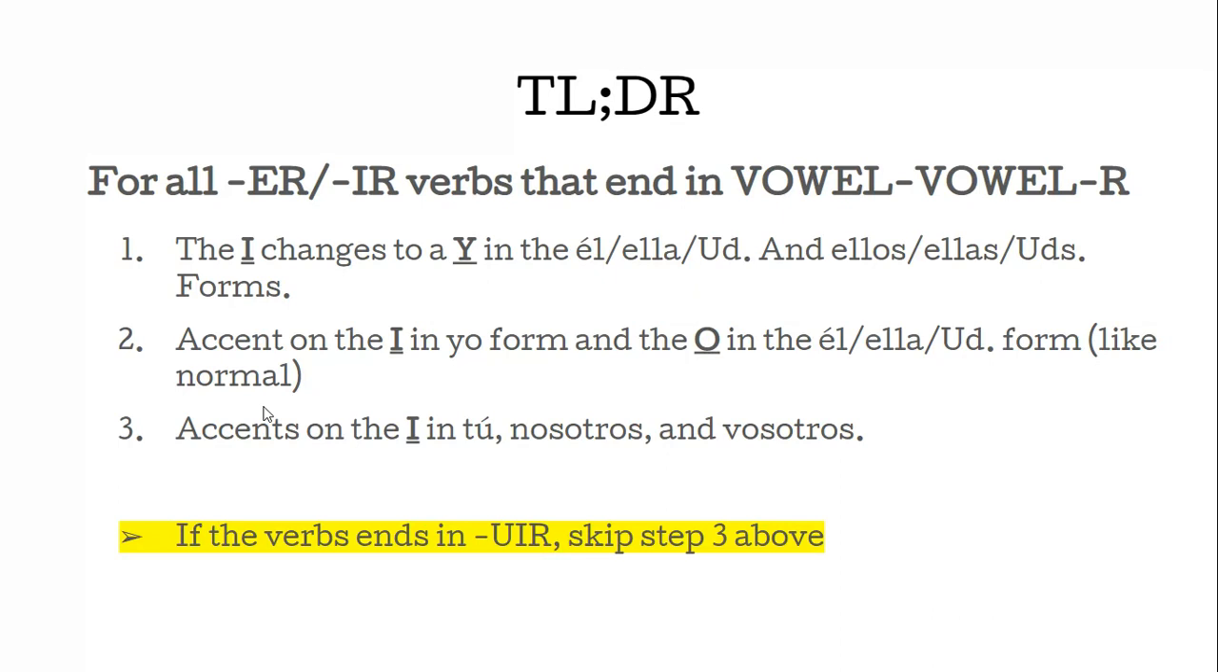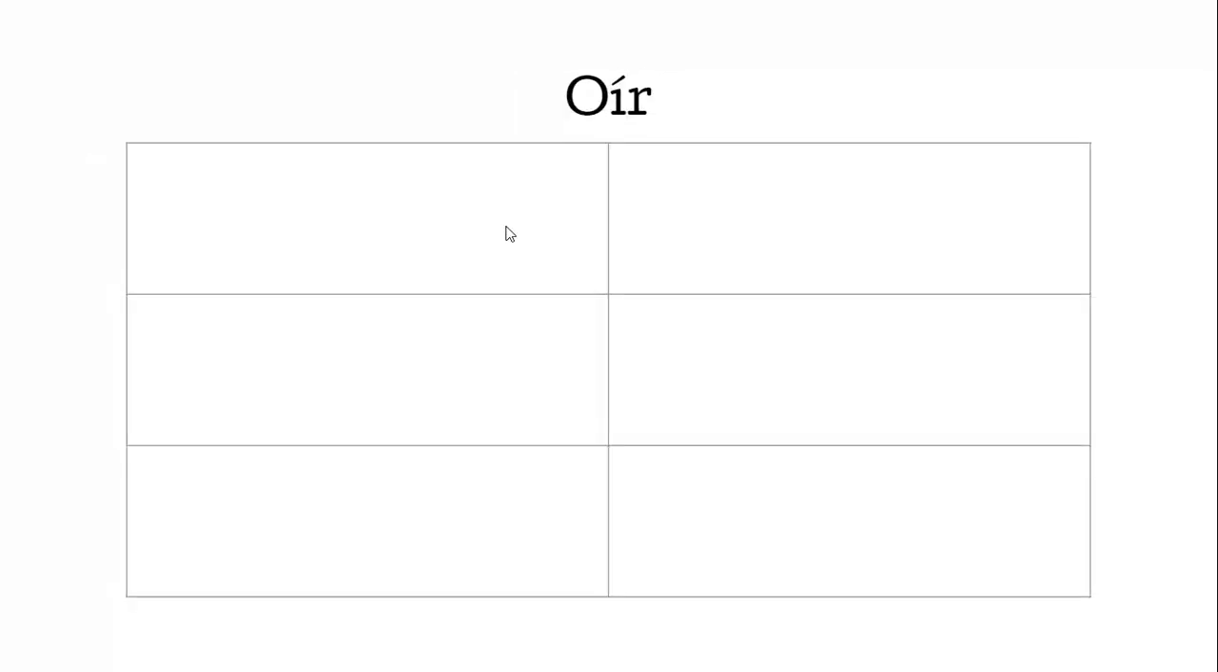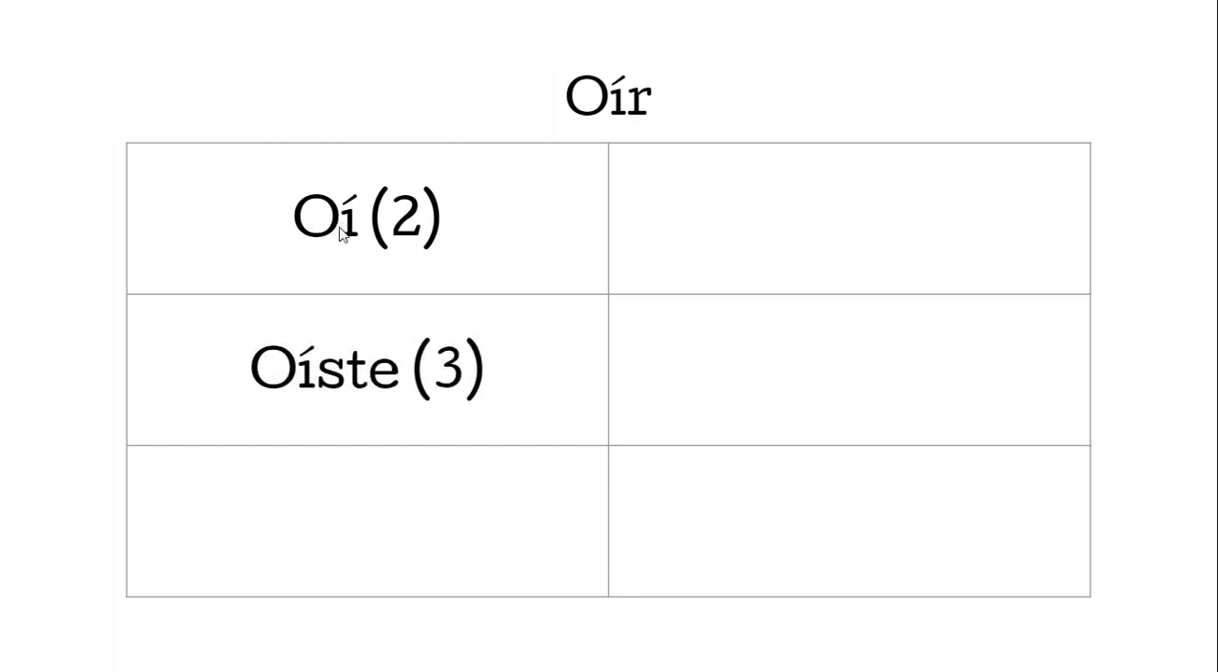The next 2 words are going to follow steps 1, 2, and 3. I to a Y in the él/ella/usted and ellos/ellas/ustedes forms. Accent on the I and the O in the normal yo and él/ella form. But also we need accents all over nosotros to vosotros. Here's an example. Oír. Now, in the yo form, this is said oí. So it gets its normal accent, and it's 2 syllables. Oí. Not oi.